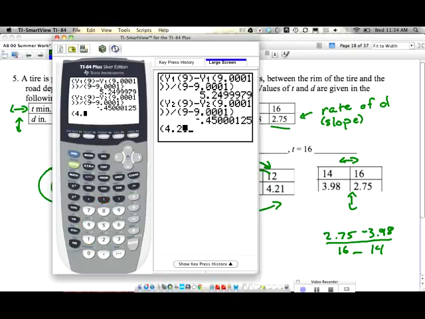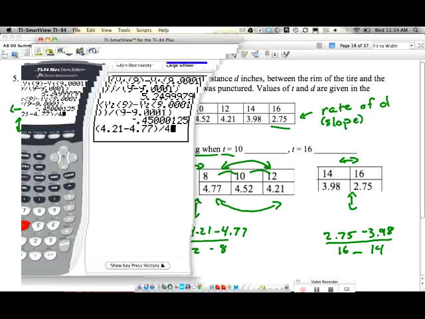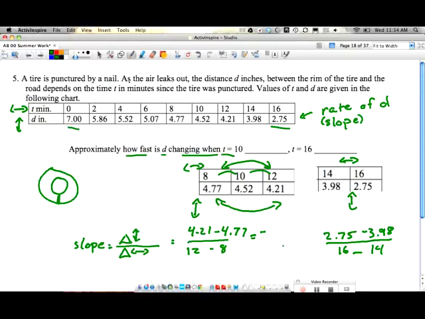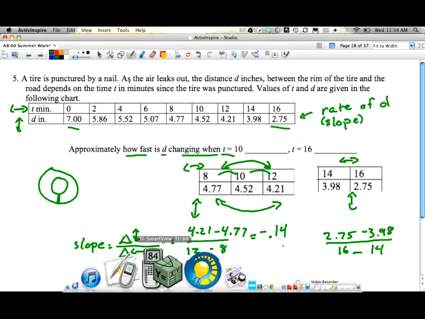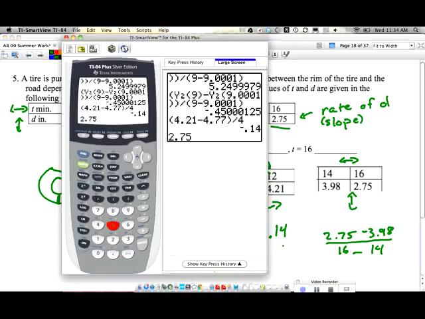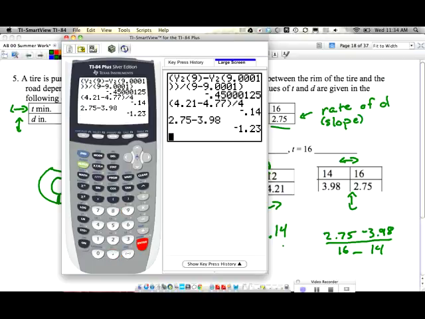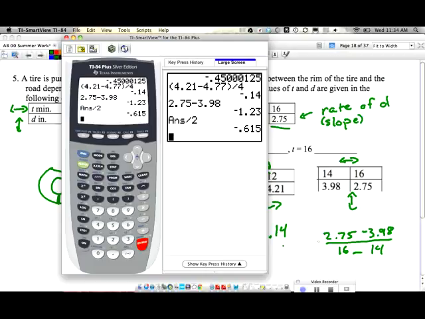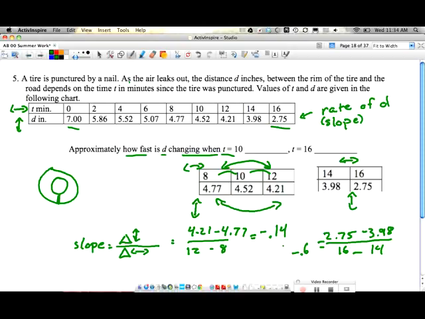The other one, it's 2.75 minus 3.98. I didn't put parentheses in there, so I'm just going to calculate that and then divide it by 2, because that's the change in the bottom. And that gives me negative 0.615. So right here at time equals 10, negative 0.14. The other one's negative 0.615. And does it say use units? Well, it doesn't really, but it would just be inches per minute.